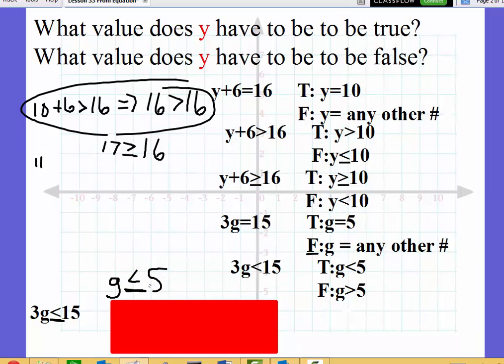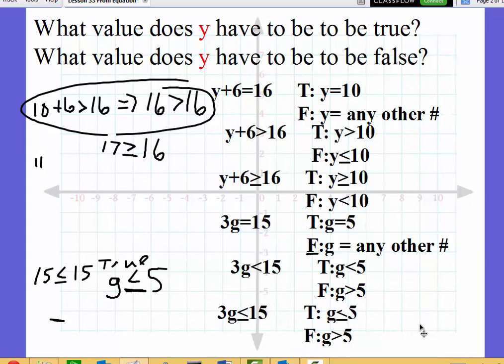I know that less than or equal to there means now it's okay if I have 15 on the left and 15 on the right. That would be a true statement. So let's check and look at that. It is a true statement.